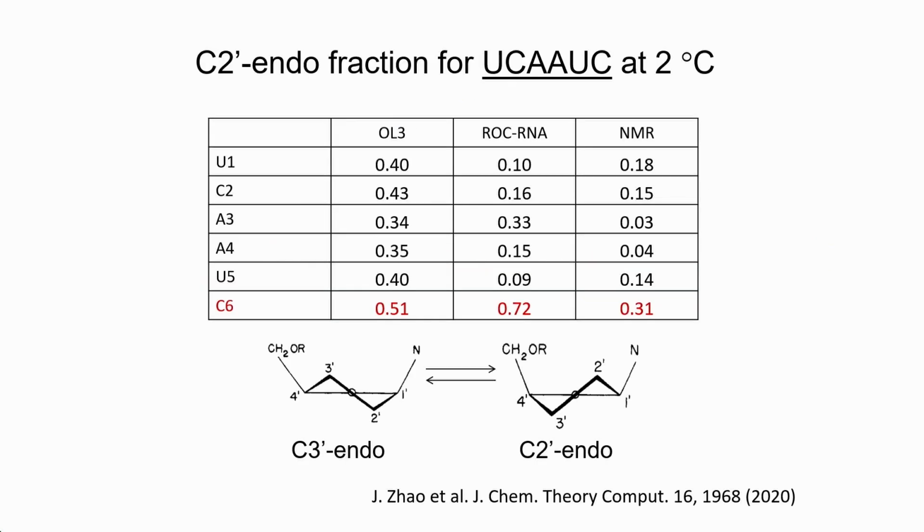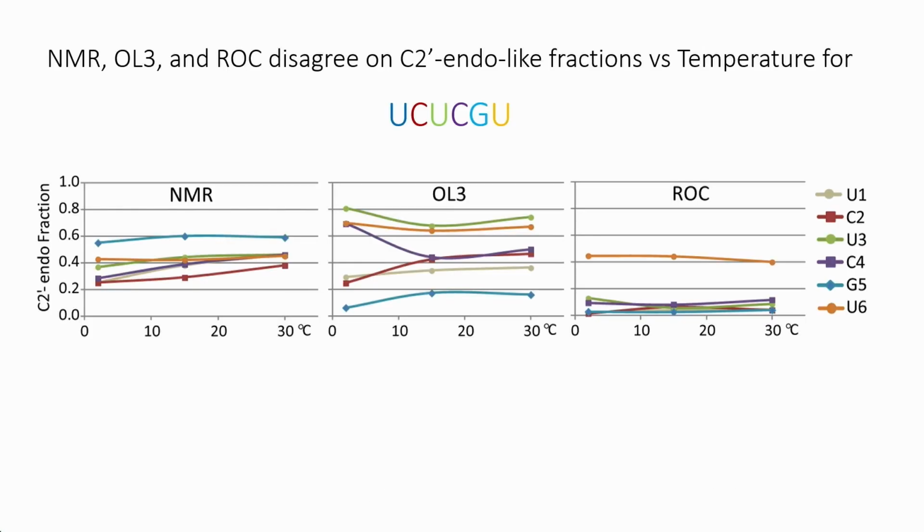I'm going to skip this. So it turns out that, I'll go back to that slide. In the ROC force field, it likes to predict C3' endo, so very little C2' endo for most of the nucleotides, except for U6. OL3, it's more spread out. NMR, it's kind of 50-50, C2' endo, C3' endo, maybe 60-40.